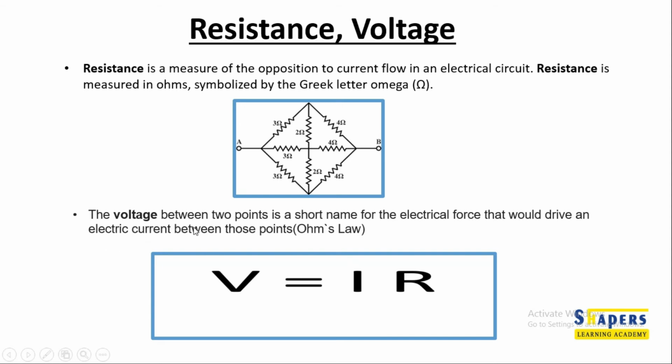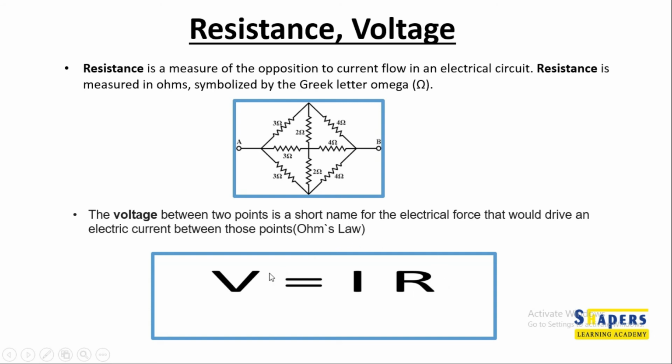Voltage. The voltage between 2 points is a short name for the electrical force that would drive an electrical current between these points. See, electrical voltage is the energy that pushes the electric current. The push of an electrical current is defined as voltage in common words, whereas voltage in technical terms is a product of the current and the resistance, and this is called Ohm's law.